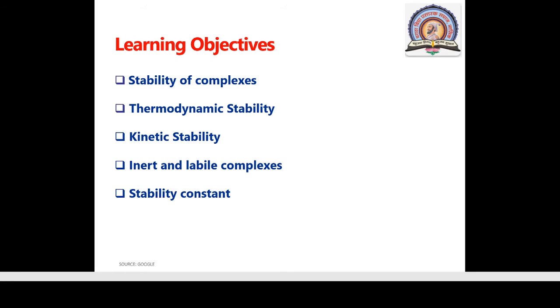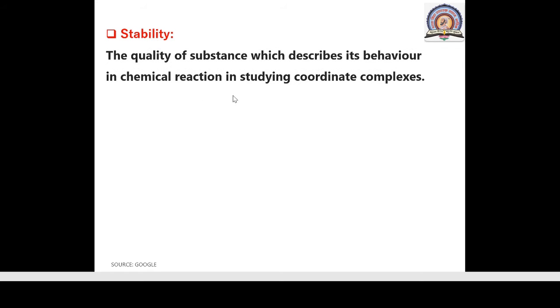So, student, let's see first stability. What is stability? The quality of a substance which describes its behavior in chemical reaction in studying coordinate complexes.